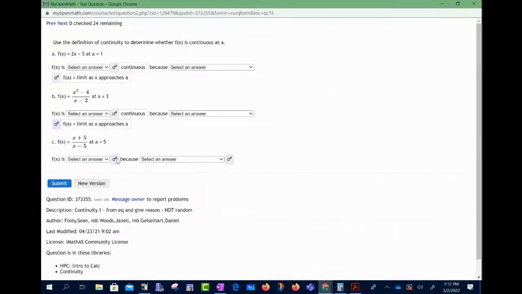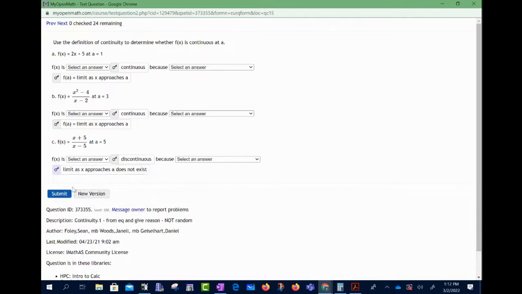Come back over here. It's discontinuous because, why? The limit doesn't exist. That could be one reason. We could also say f of 5 doesn't exist, right? The function doesn't exist at that particular value, right? But the limit doesn't exist either, okay?